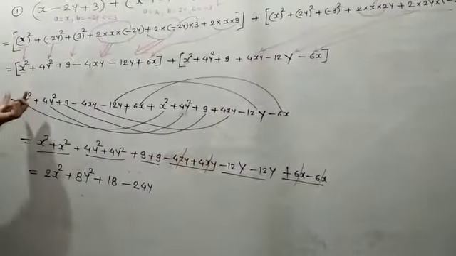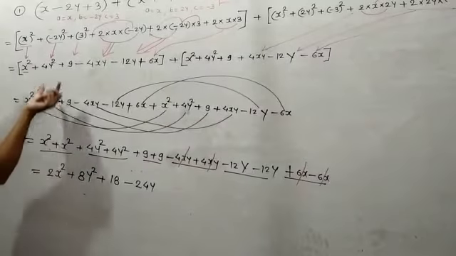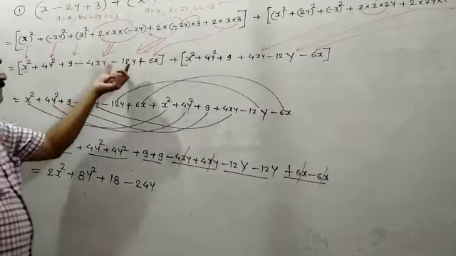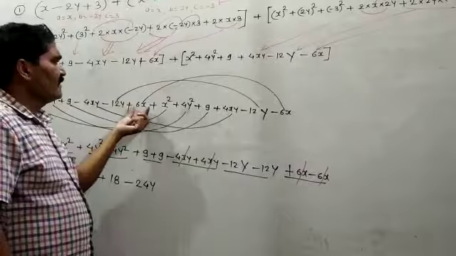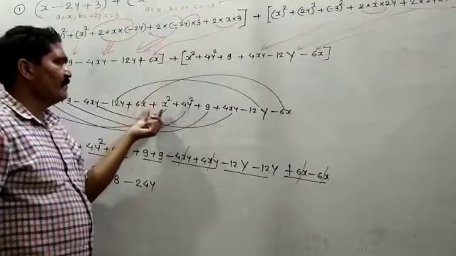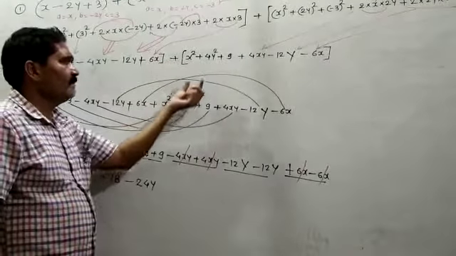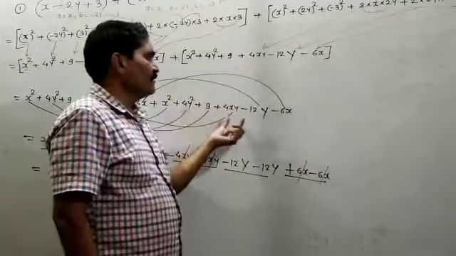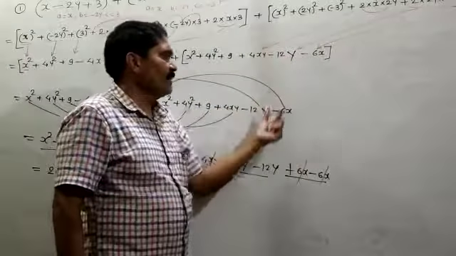Then you will write x square outside, x square, 4y square, 9 minus 4xy minus 12y plus 6x. Then plus sign, so don't change the sign. X square plus 4y plus 9 plus 4xy minus 12y minus 6x.